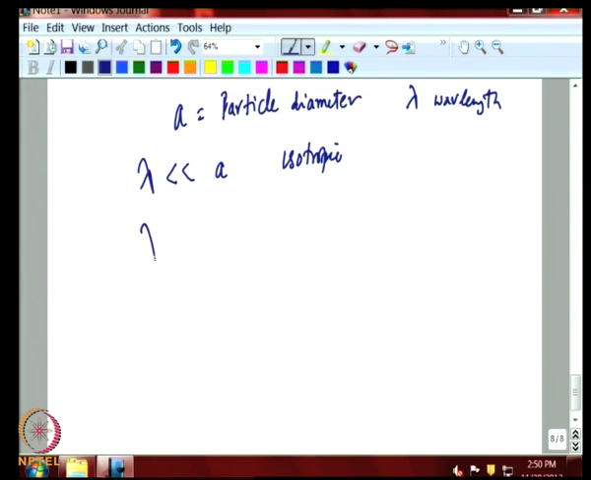On the other hand, if the wavelength of light is much larger than the particle dimension, this happens in the case of molecular scattering of visible light.